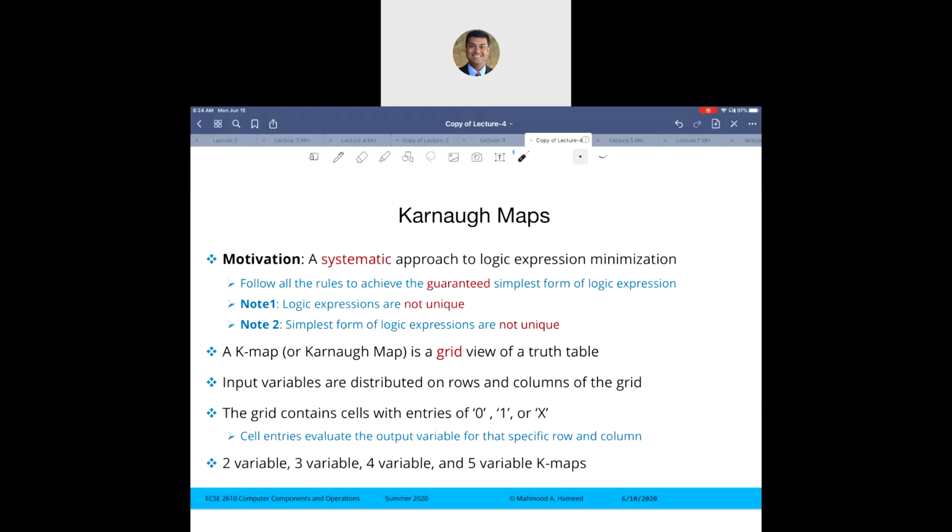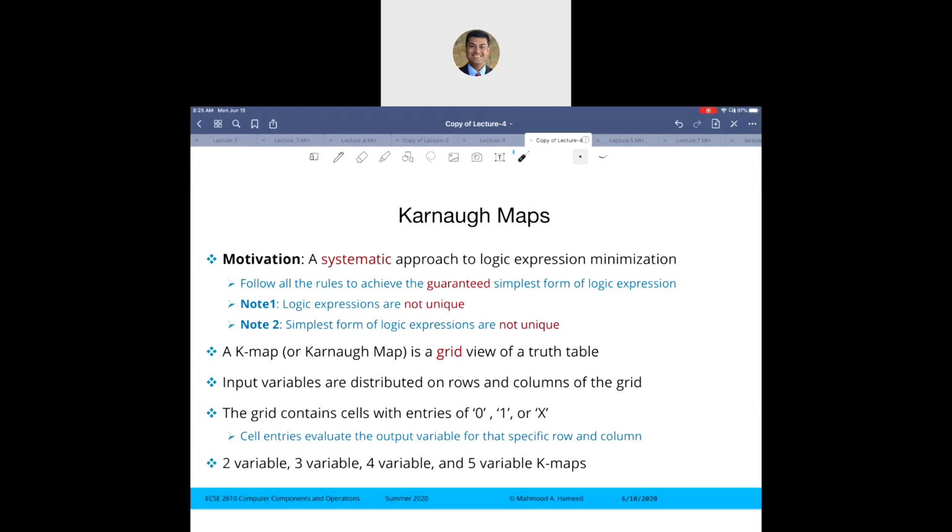So we are going to slightly move away from a Boolean algebra approach to a Karnaugh map approach, which is essentially a systematic way to minimize logic expressions. There will be a set of rules that I will lay out today, and if you follow all the rules, then you will be guaranteed the simplest form of logic expression. So it is systematic, it is structured, and it guarantees you the simplest form as long as you follow the rules correctly.